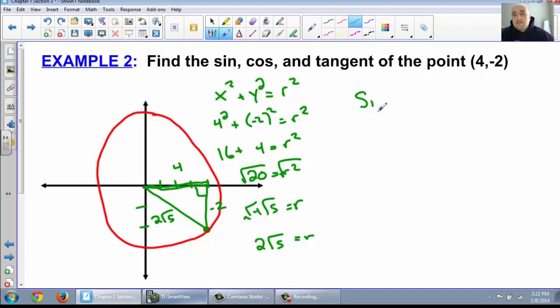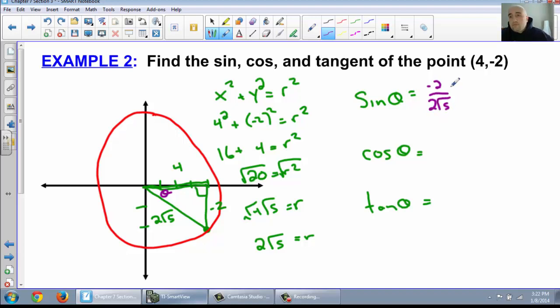So once again, we're going to find sine of theta, cosine of theta, tangent of theta. And remember, theta is always the angle made with the origin, so it's right here. Okay, so what's sine? Sine is y divided by r. So we have negative 2 over 2 root 5. All right. So let's get rid of this. We have root 5 over root 5. On top I have negative 2 root 5. On the bottom I have 2 times root 5 times root 5 is 5. 2 times 5 would be 10.